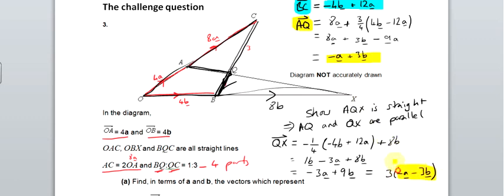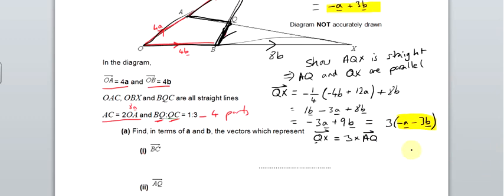There's AQ. So we could say that QX is equal to 3 times AQ. Therefore, QX and AQ are parallel, and AQX is straight.